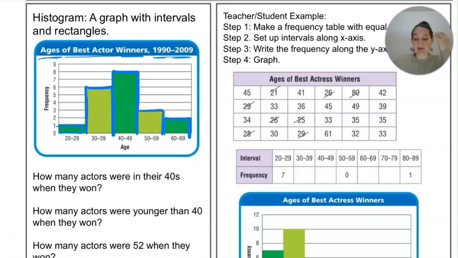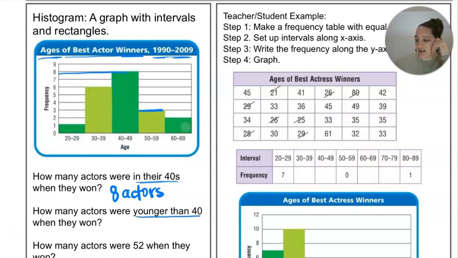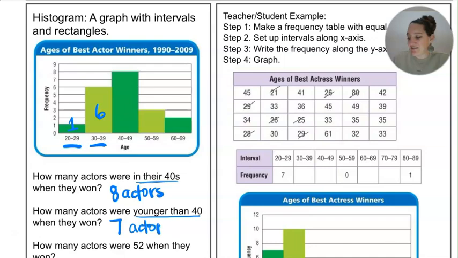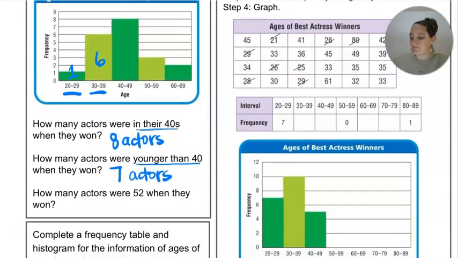Now we can answer some more questions about it as well. So the first question is, how many actors were in their 40s? Well, let's look at their 40s, and we can see that there were 8 actors. How many actors were younger than 40? So this one's a little bit different. Younger than 40. Well, 30 to 39 is younger than 40, but so is 20 to 29. So let's group them together, and let's take that one actor there and those 6 actors, add them together, and there were 7 actors who were younger than 40 when they won.